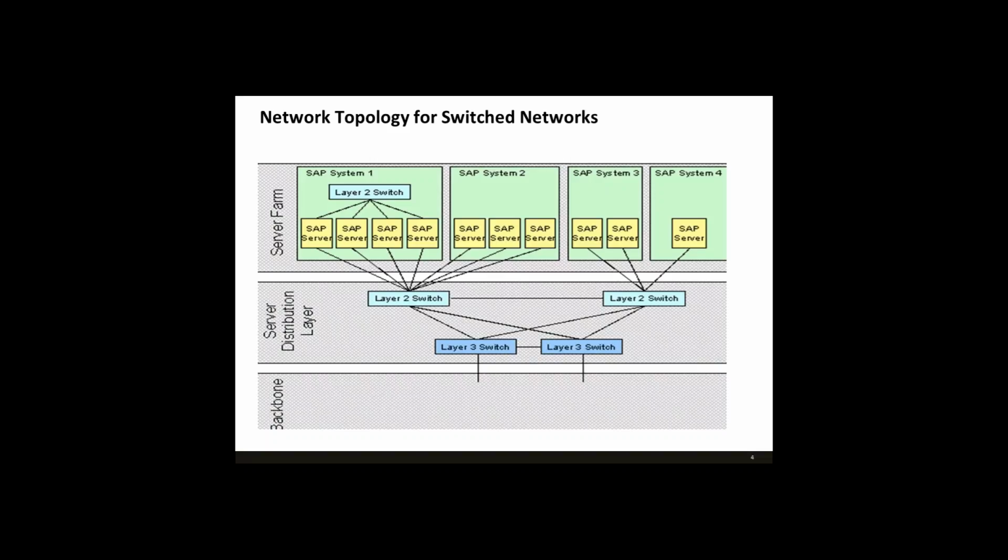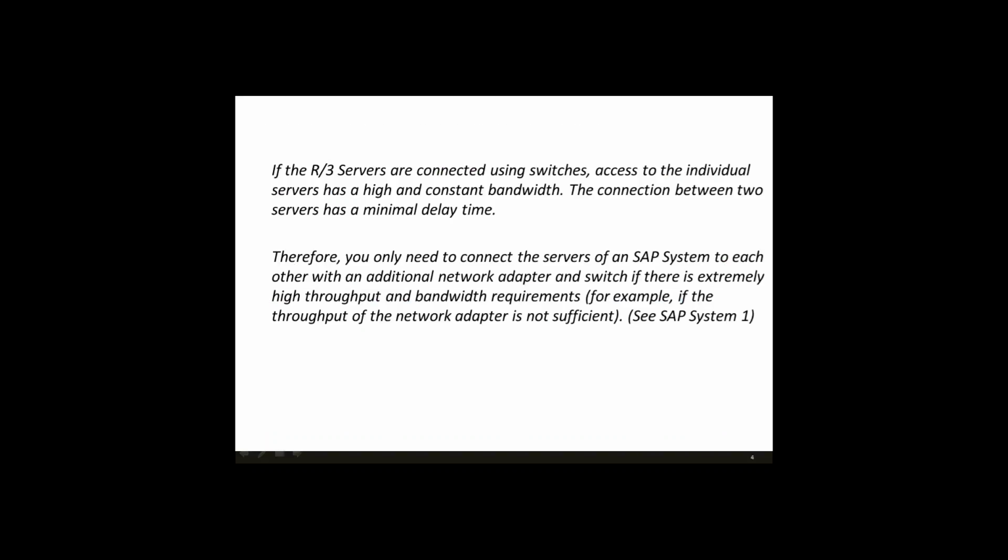Having high bandwidth or throughput means having a high capacity of upload and download for communication between the networks. To have high throughput, they have put a separate server switch here within these systems. Here we have not put it, so that example is given here. Therefore, you only need to connect the servers of an SAP system to each other with an additional network adapter or switch if there are extremely high throughput and bandwidth requirements.